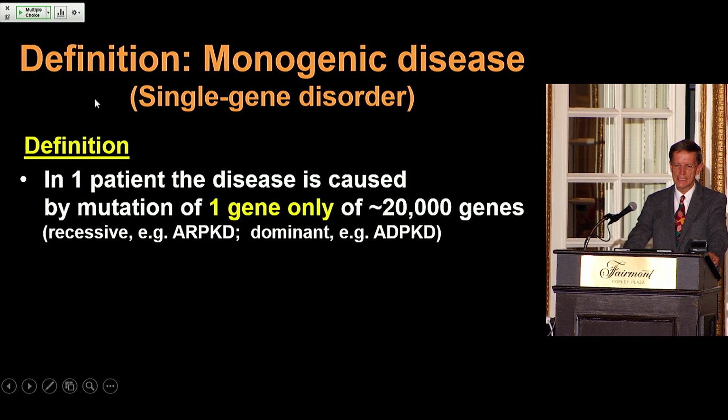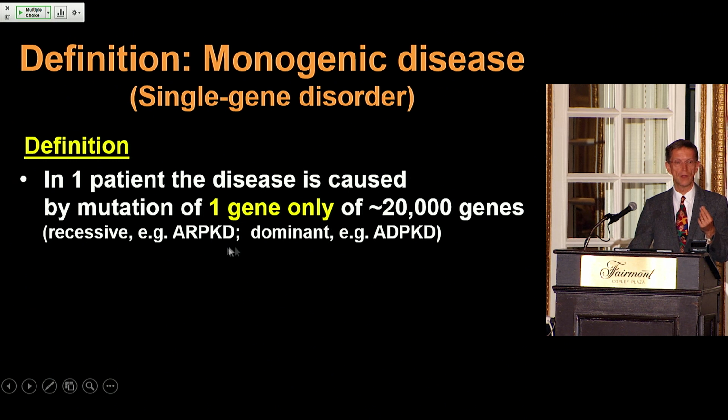And monogenic disease is defined by the fact that in a given patient like this boy, the disease is caused by a mutation in one gene only of the about 20,000 genes that we have in our genome. A disease gene can be recessive or dominant, where in a recessive disease, both copies of virtually all of these 20,000 genes that we have, one from father and one from mother, need to be mutated in order for the child to develop disease. And that's, for instance, the case in ARPKD, where the parents are healthy heterozygous carriers. They have one mutation but one healthy allele and will never develop ARPKD.